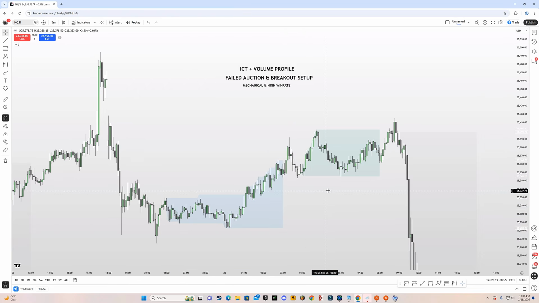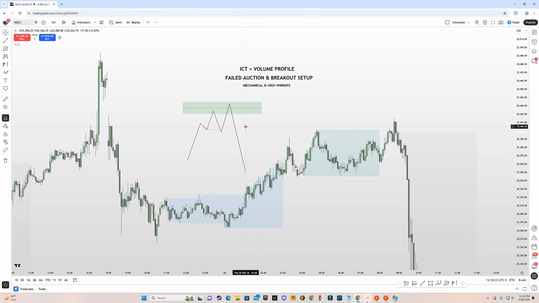Now, the problem with using ICT alone sometimes is, even though you have clear levels, you can get faked out. So for example, there is a fair value gap here, right? And price goes into that fair value gap, and we get a market structure shift, right? So what price can do is go back up again and then reverse, okay? So here you would take a loss. Now this strategy is going to eliminate that.